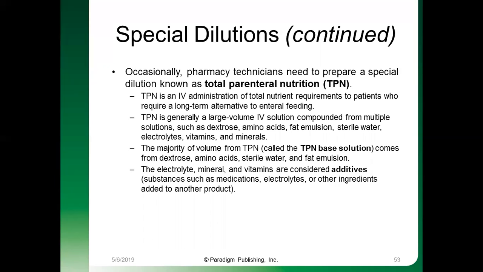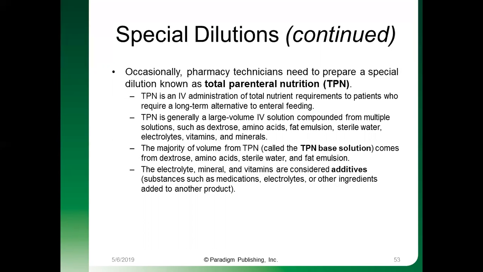So the TPN is generally a large volume IV solution compounded of multiple solutions such as dextrose, amino acids, fat emulsions, and sterile water. It has electrolytes, vitamins and minerals. The majority of the volume of the TPN comes from the dextrose, the amino acids, the sterile water, and the fat emulsions. The electrolytes, the minerals, and the vitamins are considered additives, such as medication, electrolytes, or other ingredients added to another product.